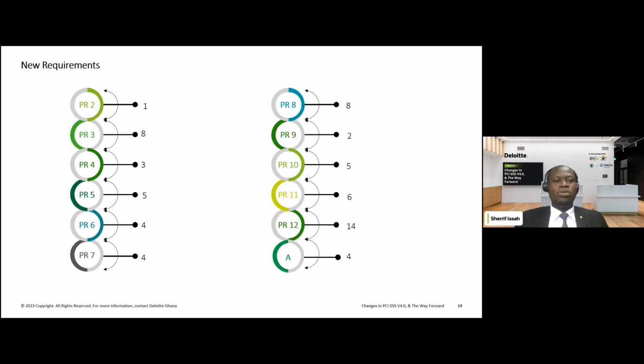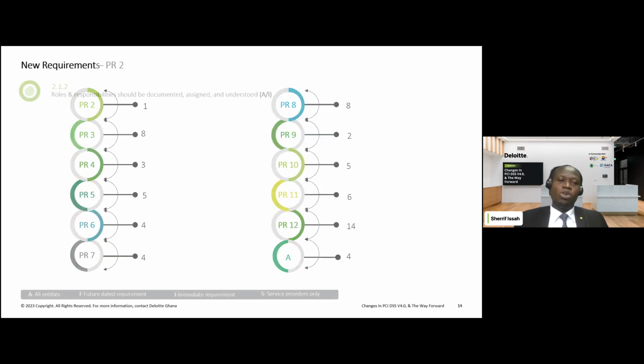So for PR2, there was 1 new requirement. For PR3, there were 8 new requirements. PR4, there were 3. PR5, there were 5 new requirements. PR6, there were 4. PR7, there were 4. PR8, there were 8 new requirements. PR9, there were 2. PR10, there were 5. PR11, there were 6 changes. And PR12, there were 14 changes. In the Annexure, primarily Annexure A, there were 4 new requirements. So we're going to go deep into all these 64 new requirements as captured in version 4.0.